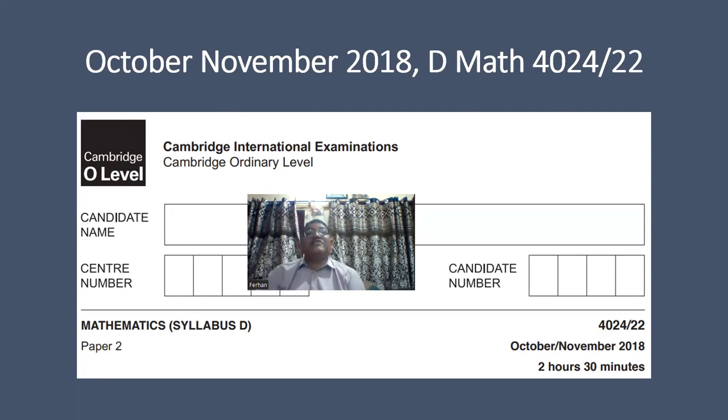The name of this subject is Mathematics Syllabus D. We also call it D Maths. And the code for this subject is 4024. Today we have selected one of its paper 2, and for this purpose we have selected the October-November 2018 paper 2. This paper 2 belongs to zone 2.